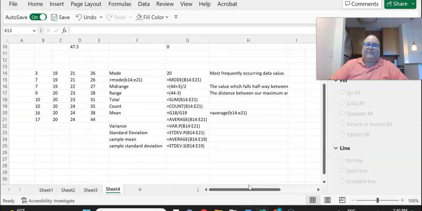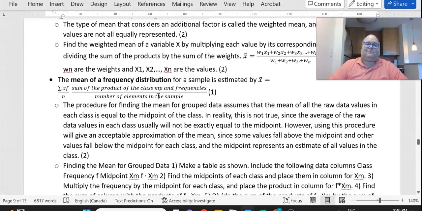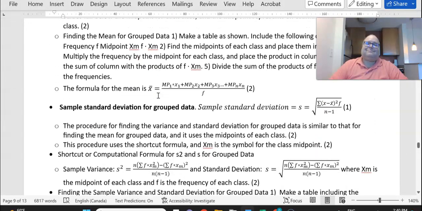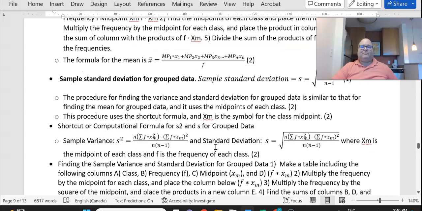Now we can use some tools to figure out our sample standard deviation of grouped data. And we have a few slightly easier to compute by hand formulas.